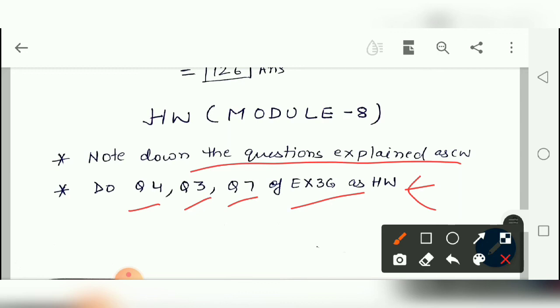Next we will start our cube and cube root, and side by side you have to be ready with your geometry copy, one separate geometry copy, because after cube and cube root we will start our geometry. So be ready with your geometry copy, and in the live class I will tell you how to cover that geometry copy and how to make it.